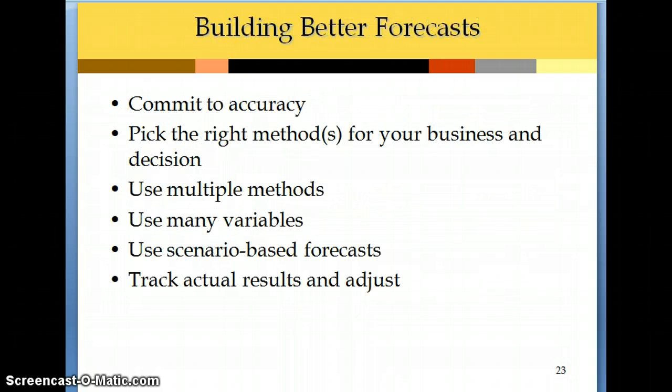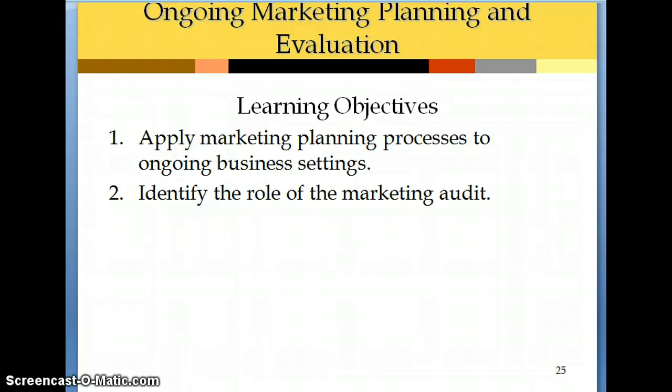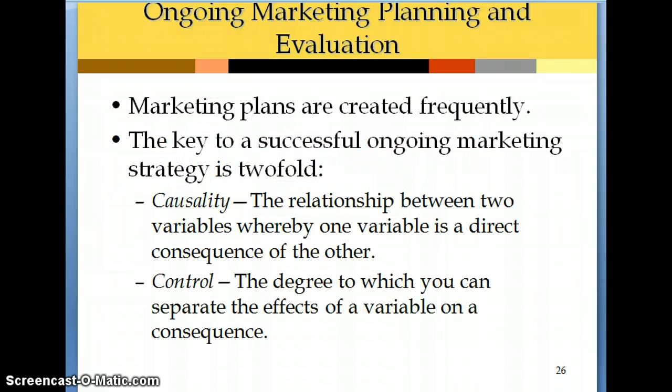So how do we build better forecasts? We need to focus on a couple of things. We need to be absolutely accurate. We need to pick the right method for your business, depending on the business and depending on the decision making. We also need to use several methods, not just one. And then we need to actually track actual results and adjust our forecasting. Going forward, let's just look real quick at marketing planning and evaluation.